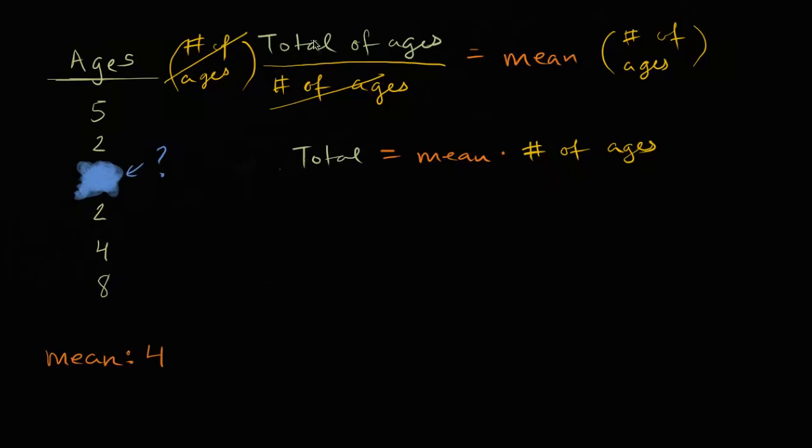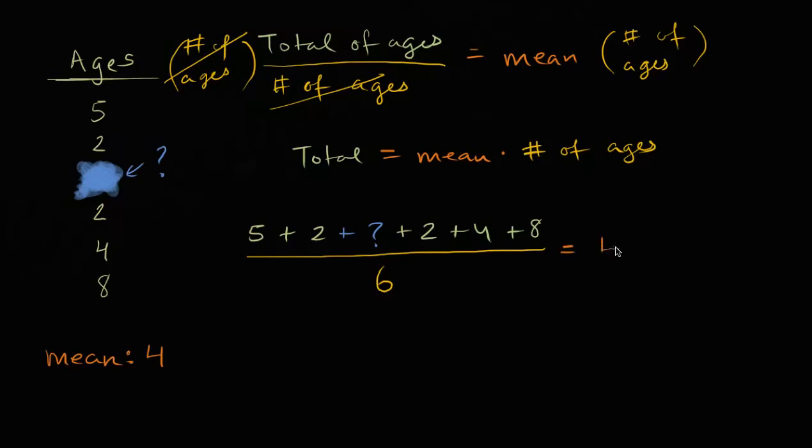So let's go back to the beginning here just so that this makes sense with some numbers. The total of ages is going to be 5 plus 2 plus question mark plus 2 plus 2 plus 4 plus 8. We're going to divide by the number of ages. Well, we have 6 ages here: 1, 2, 3, 4, 5, 6. And that's going to be equal to the mean. The mean here is 4.